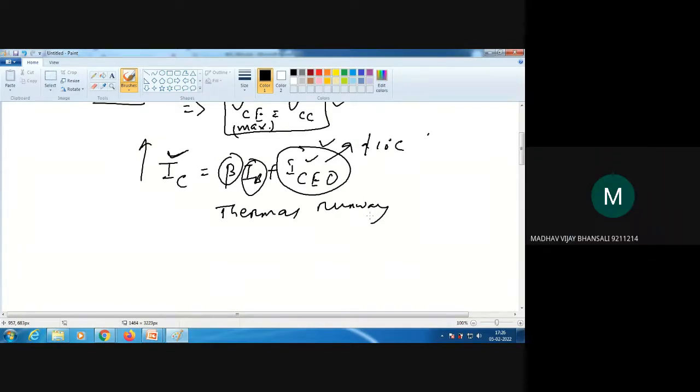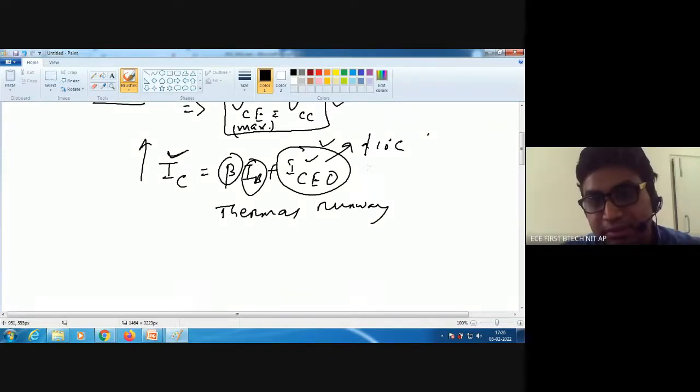I have one small doubt. Yes. That ICEO, is it reverse current or reverse saturation current? Yeah, reverse saturation current. Okay.